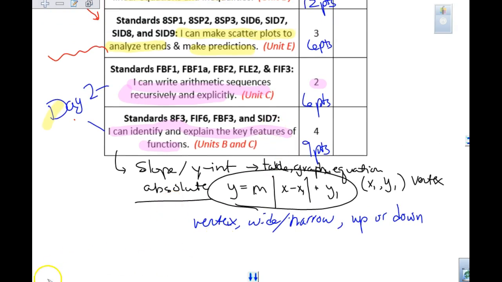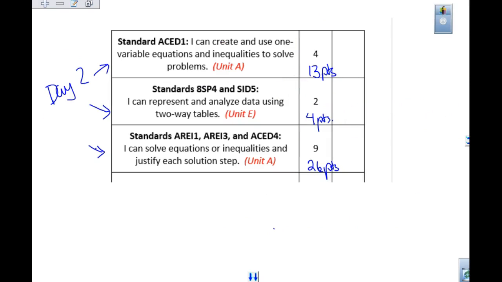information, okay? Also on day 2, we are going to be looking at, I can create and use 1 variable equations and inequalities to solve a problem. There's going to be 4 questions. 3 of them are going to have the 1 variable, and then you're going to have 1 inequality. So when I think about that one, there's going to be 1 that's an inequality. All the rest are going to be equations. Okay? So 3 out of those 4 are going to be equations, and then you're going to have 1 inequality.